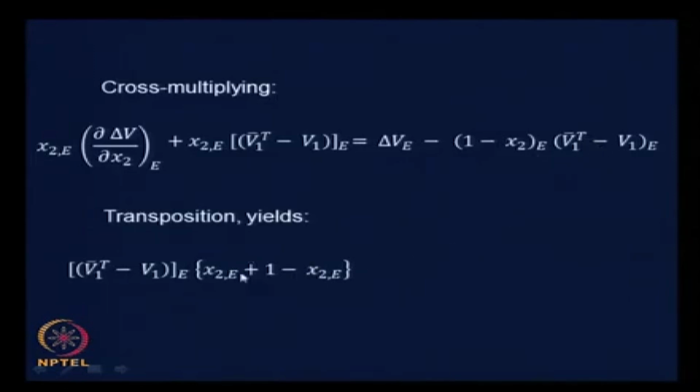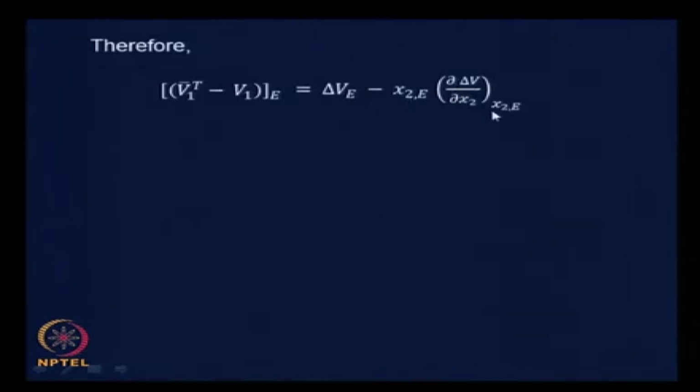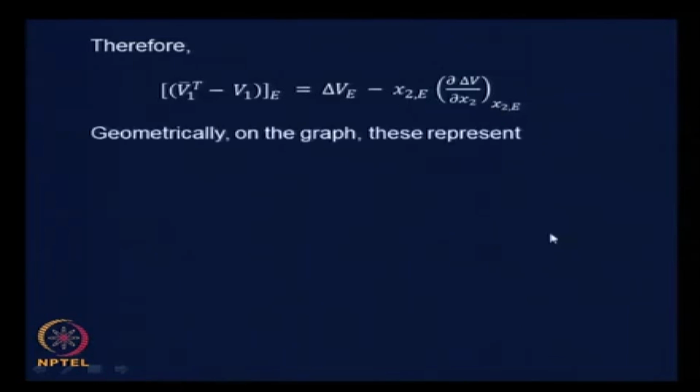V1 T hash minus V1 terms together, we could group them as V1 T hash minus V1 at E common take out times x2 E plus 1 minus x2 E equals delta VE minus of x2 into dou x2 of delta V at the point E. Therefore, V1 T hash minus V1 at the point E equals delta VE minus x2 E into dou x2 of delta V at the point E.